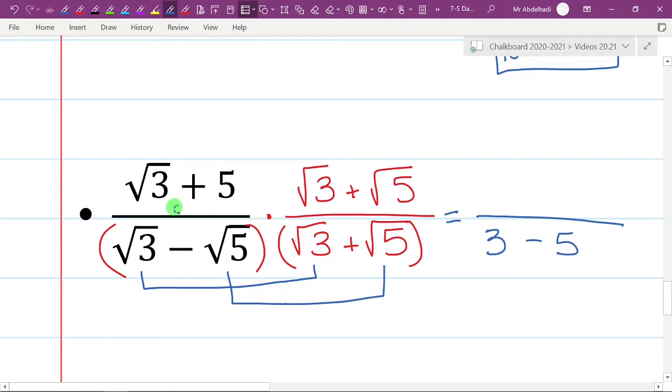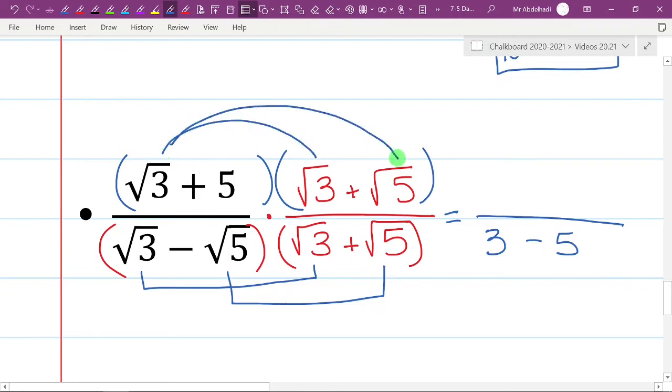On the top, however, even though they are identical, they're not conjugates, right? Conjugates are only when one sign is different than the other sign in the middle. These are both pluses. So you have to do the full FOIL. They're not conjugates. There's no shortcut here. So we're going to distribute all of this. We're going to distribute the radical 3 first. So radical 3 times radical 3 is 3, right, because it's radical 9. Radical 3 times radical 5 is radical 15. 5 times radical 3 is 5 radical 3.